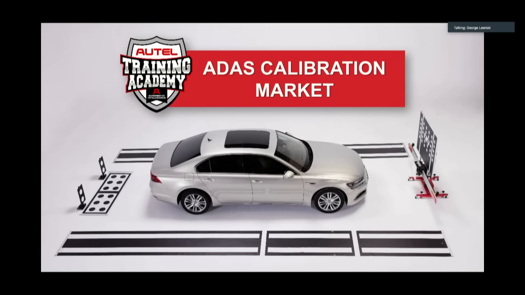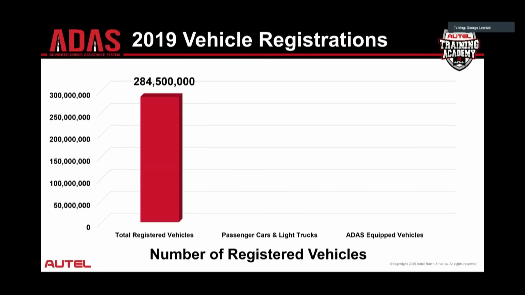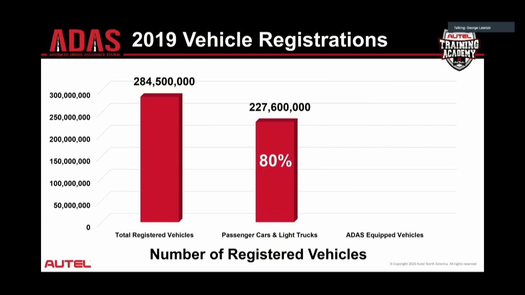So if we look at vehicle registrations, in 2019, there were over 284 million vehicles registered in the United States. Of those, 80% were passenger cars and light trucks, the kind of vehicles that we service every day. So of the 227.5 million vehicles that are passenger cars, 27% or 61.5 million were ADAS equipped. Now, 27% may not seem like a big number, but 61.5 million vehicles is a very large vehicle pool of cars that have the capability or the necessity of being calibrated after performing some very simple services. And we'll talk about what some of those services are in just a bit.